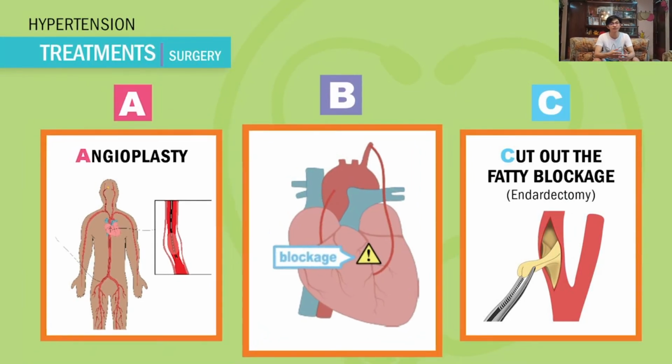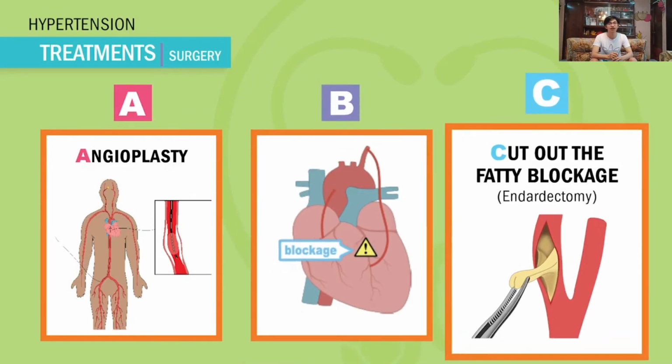B is for bypass or CABG, which means coronary artery bypass graft. It is creating another way for the blood as a bypass going around the damaged or plaque-filled artery. C is cutting out the fatty blockage in the artery, which is called endarterectomy.